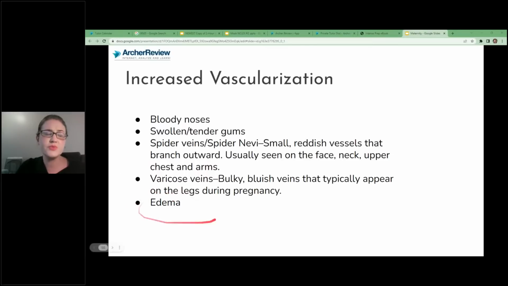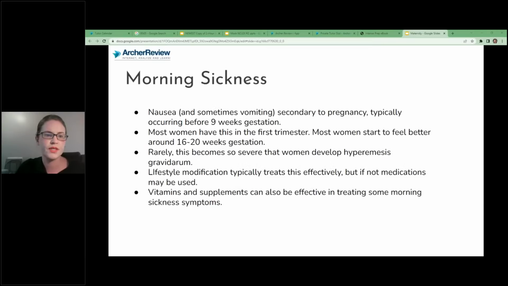And then finally, these women tend to get a lot of edema. Again, they have a lot of extra fluid in their body, and that tends to cause edema, especially in the lower extremities, the ankles and feet and that sort of thing. That comes with the territory.